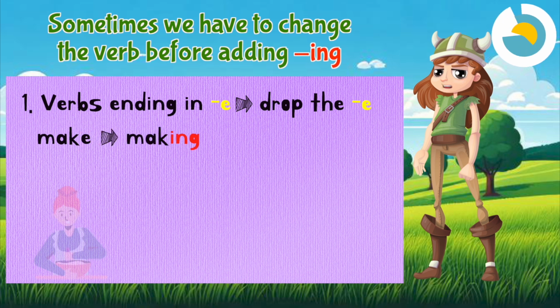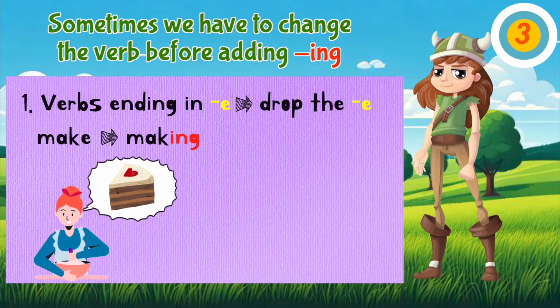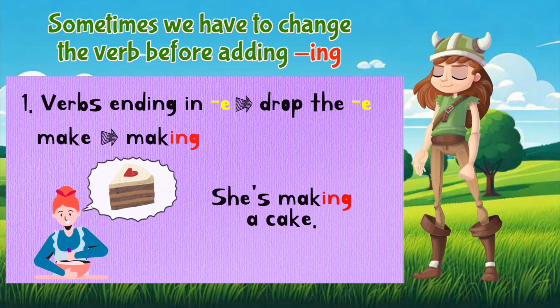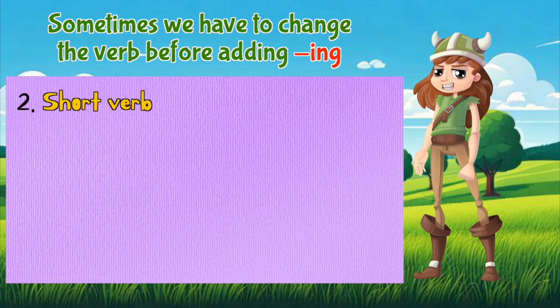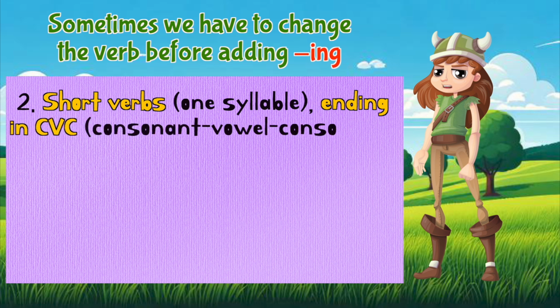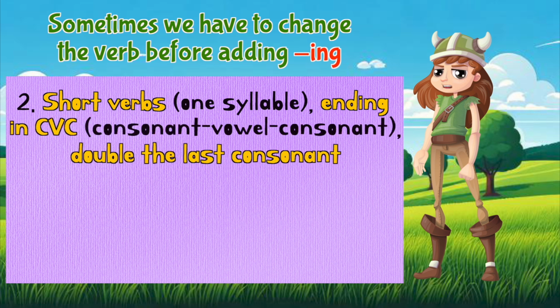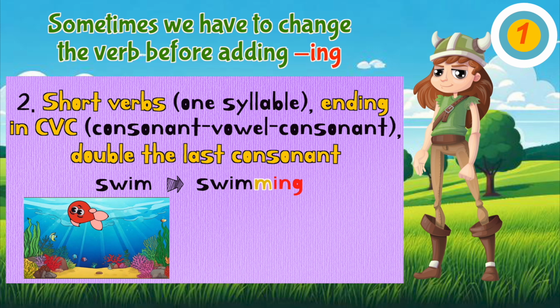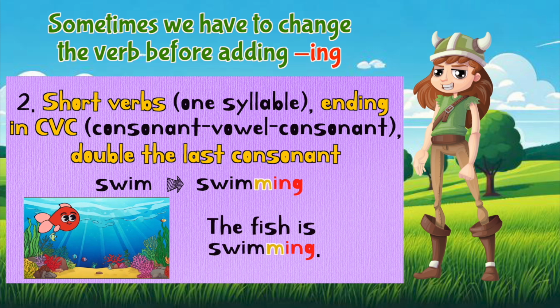Help me make an example. She is making a cake. For short verbs, or one-syllable verbs, ending in consonant-vowel-consonant, we double the last consonant and add ing. Swim, swimming. Can you help me again? The fish is swimming. Great job!